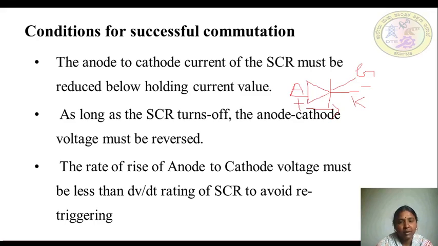So what do we mean by dV by dt? dV by dt means how fast the SCR anode voltage is varying with respect to time. For every SCR, the manufacturer specifies its dV by dt rating. If the anode to cathode voltage variation is more than the specified value, there are chances of SCR turning on again. Hence, its value should always be maintained lower than the specified value.